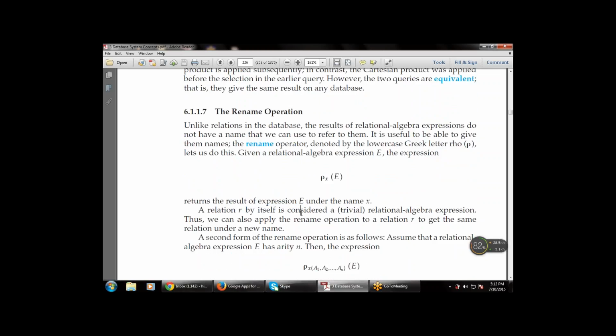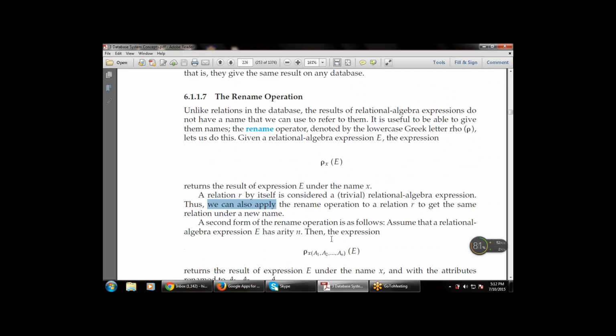A relation R by itself is considered a trivial relational algebra expression. Therefore, we can also apply the rename operation to a relation R to get the same relation under any new name. So we can give the new name by using the rename operation, that is denoted by rho.